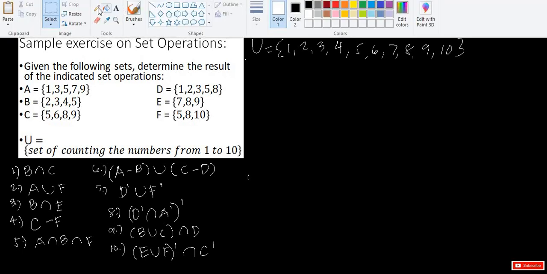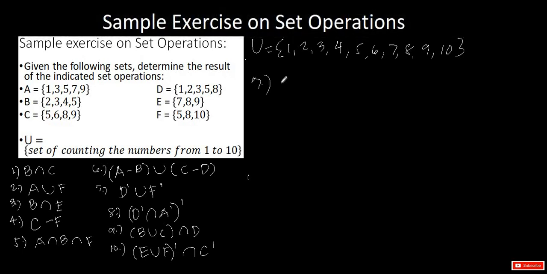Number 7. The problem is the complement of set D union the complement of set F. Let's recall the order of operations. The first to be performed is the complement, before the union. So we do the complements first as our step 1. And the last operation to be performed is the union. Let's determine first the elements of the complement of set D, but before that, let's list the elements of set D.